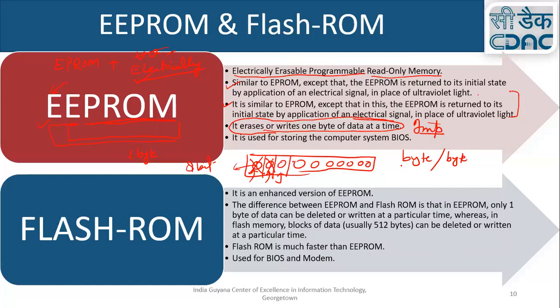Getting the things? So in EEPROM, you have to remove or write a byte of data at a time. So if you have 10 bytes of data, you have to repeat the process of erasing or writing 10 times. So that makes the EEPROM slow.